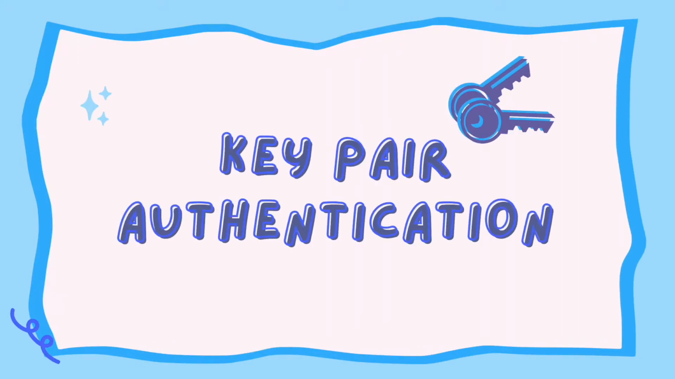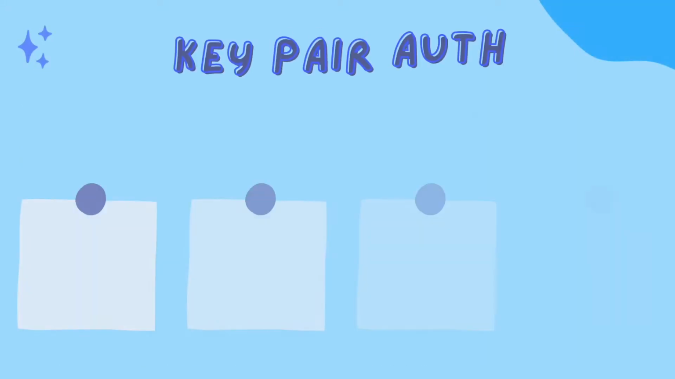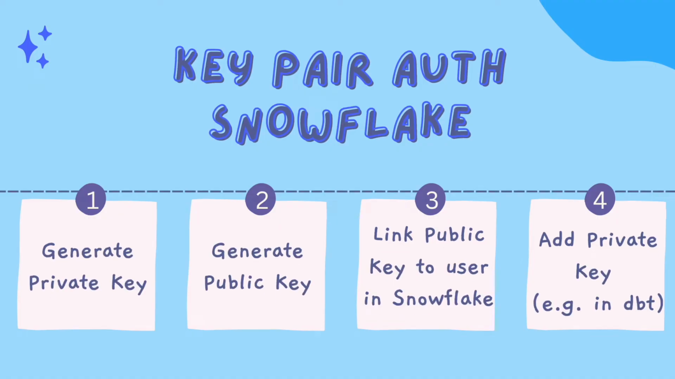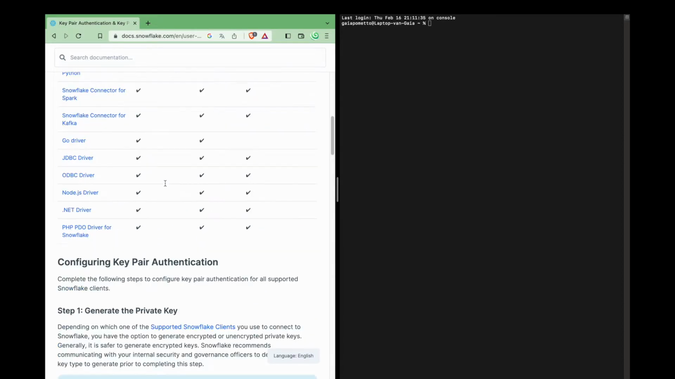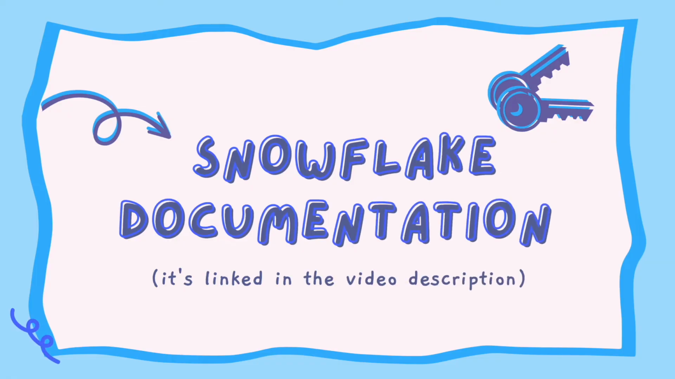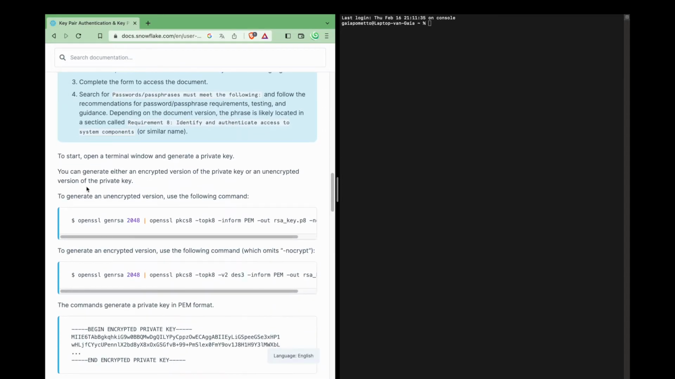In today's video, I would like to show you how you can connect Snowflake to other applications such as dbt, Fivetran, and more by using Key Pair Authentication. This is a more secure option that you can use in place of username and password. Let's go to the Snowflake documentation and follow the steps they advise.